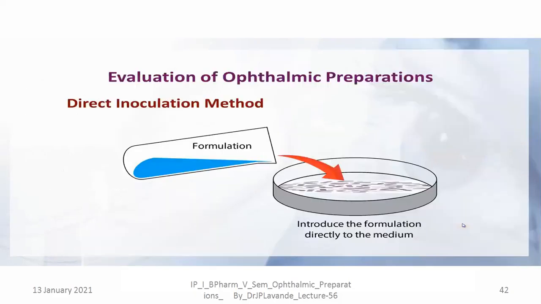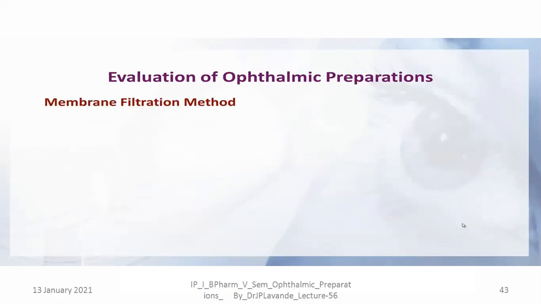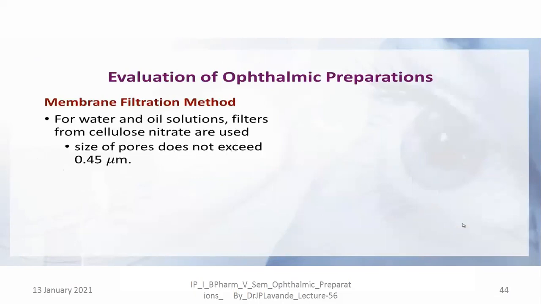Then the formulation is introduced directly to the medium that is to be poured into the petri dish. In the case of membrane filtration for water and oil solutions, filters made from cellulose nitrate are used, and the size of the pore does not exceed 0.45 micron. Note the pore size of 0.45 micron.